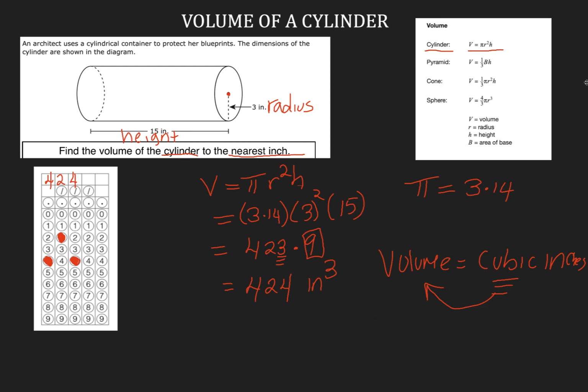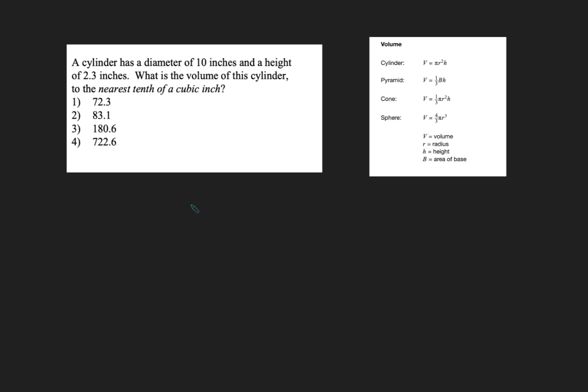Let's try another problem. Sometimes they don't give you the shape. It says here, a cylinder has a diameter of 10 inches and a height of 2.3 inches. What is the volume of this cylinder to the nearest tenth of a cubic inch? They did not give us a shape, but they told us it was a cylinder. And they said find the volume. So again, go to your reference sheet.